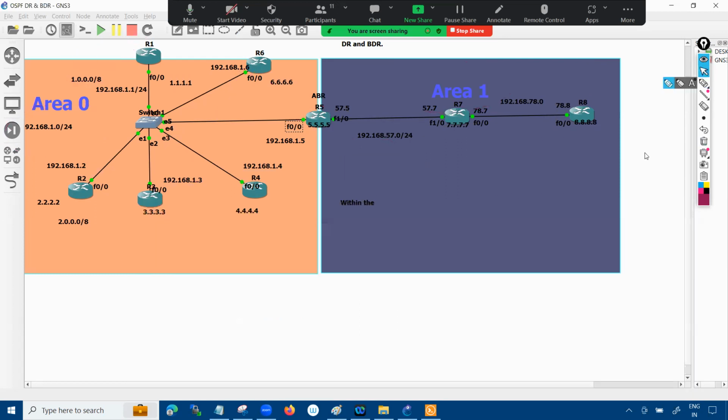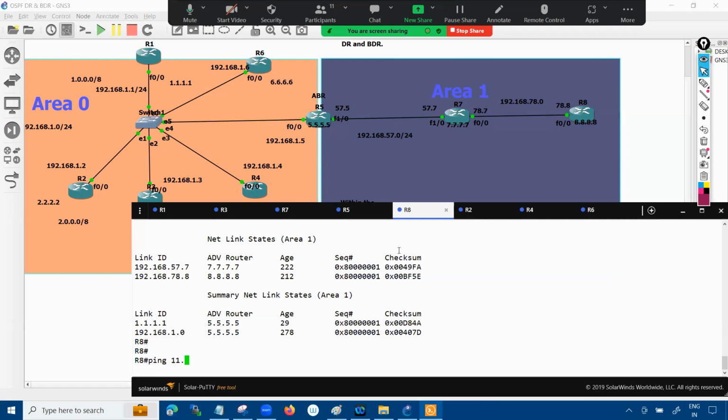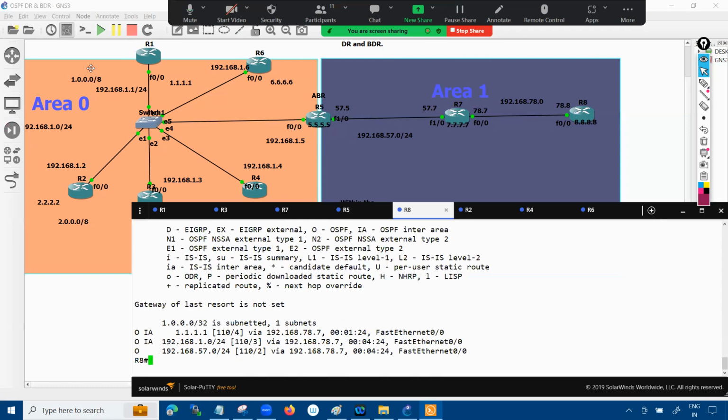All good? So now one lab I want to show you. Right now on router 8, I can send traffic to 1.1.1, right? If you put the command show ip route ospf, you can see that the O route is going to represent 57.0. So R8 is saying, hey, I have a 57.0 network in the router 8 routing table, which is considered an O route. O route means what? It's called an intra-area route. Intra-area means a same area route, we can call it, right?